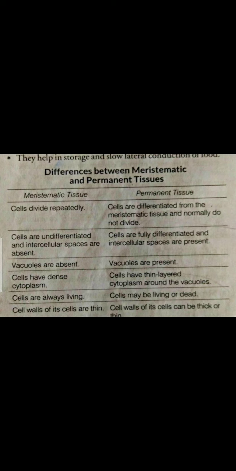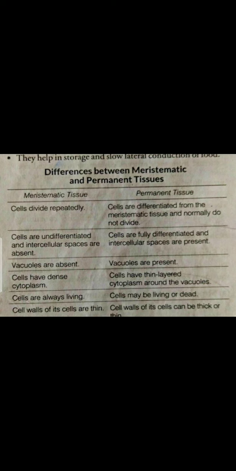And then see the fifth point, cells are always living. So here in meristematic cells, as these are dividing cells, they are living cells. Whereas permanent tissues may be living or may be dead. Like we have seen xylem parenchyma, phloem sieve tubes or companion cells, all these cells are living cells. But a few cells are dead cells also, like tracheids in xylem or fibers. So in permanent tissues, the cells may be live or may be dead. But in meristematic tissues, the cells are always living.